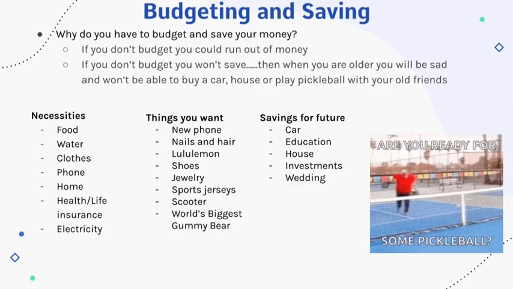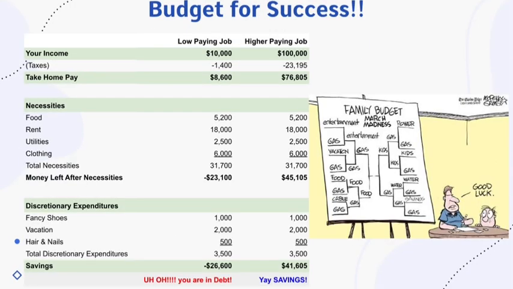There are some things that are necessities in life and some things that you just want. Necessities are like food, water, and shelter. Things that you want might be getting your nails and hair done, new shoes, or clothes. And there are also things that you should save for your future, like college tuition, buying a house, or a car. Here's a sample on how to budget for success.